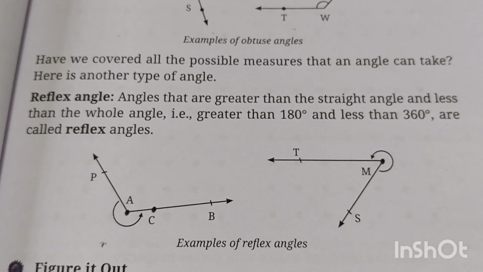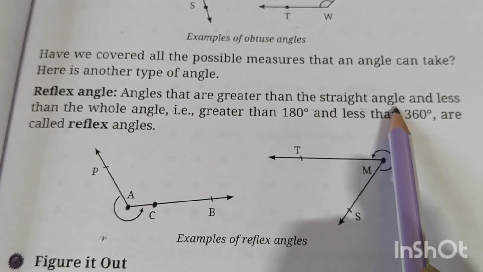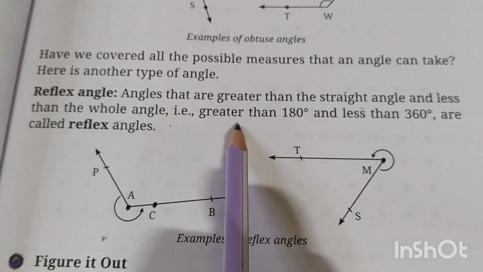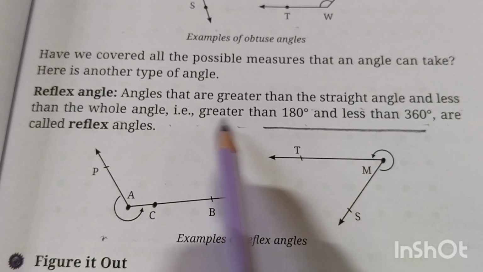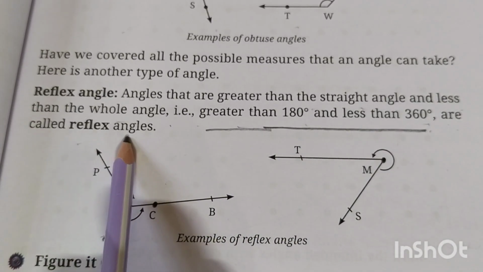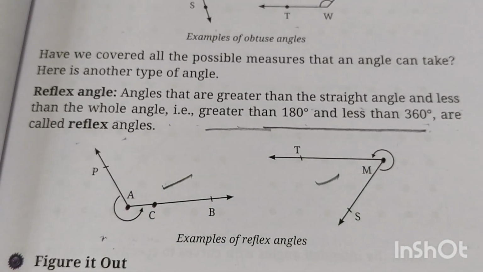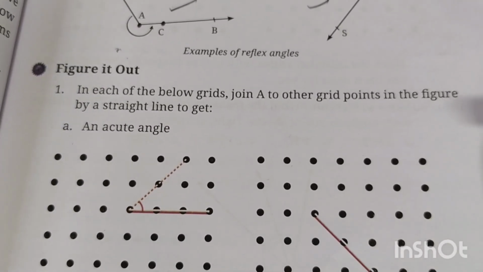Now what are reflex angles? Angles that are greater than the straight angle and less than the whole angle, that is greater than 180 degree and less than 360, are known as reflex angles. Now these are the examples of reflex angles. Next question. Figure it out.